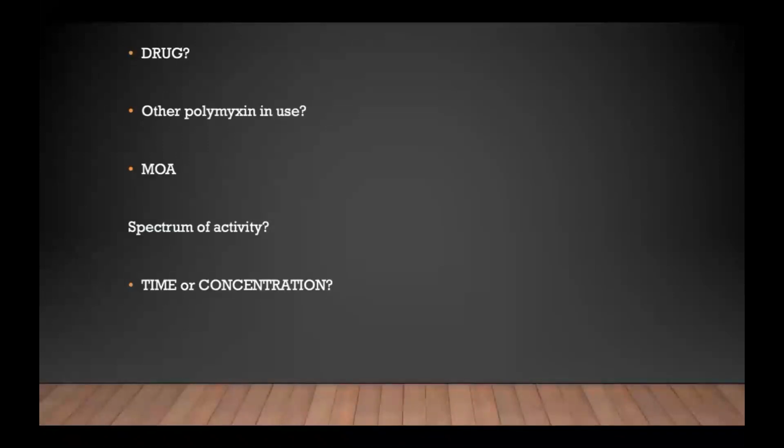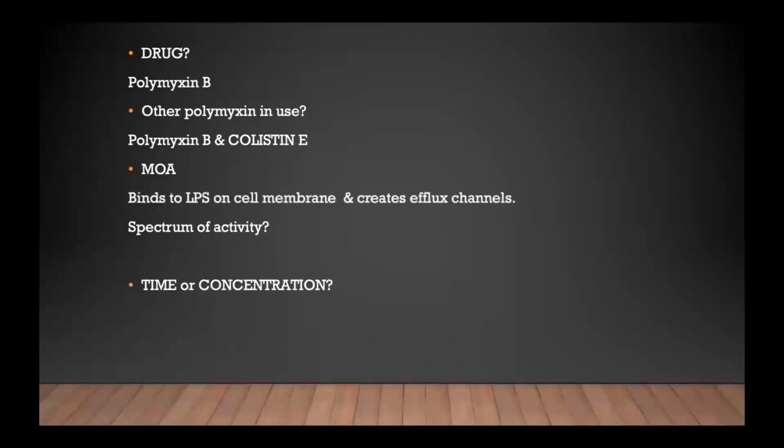Polymyxin B, ma'am. This is an IV formulation. It belongs to the polymyxin group of antibiotics. The other polymyxin is polymyxin E, also called colistin. The mechanism of action is that it causes cell membrane leakage, causing cell death. It acts on the lipopolysaccharide on the cell membrane. Spectrum of activity is mostly gram-negative, ma'am. Exactly, and in high doses it can also have an antitoxin effect. It's a concentration dependent drug.